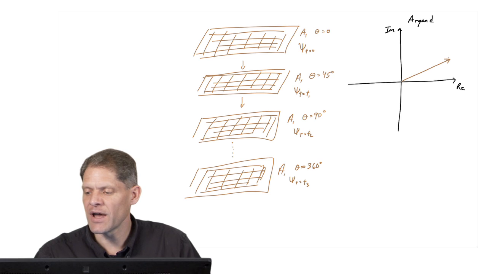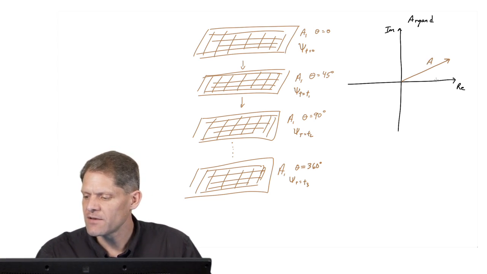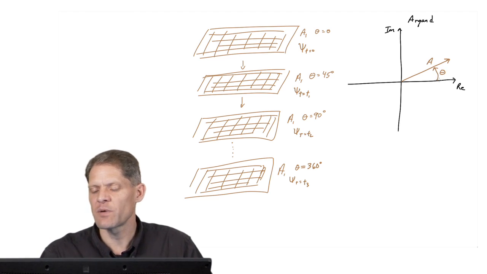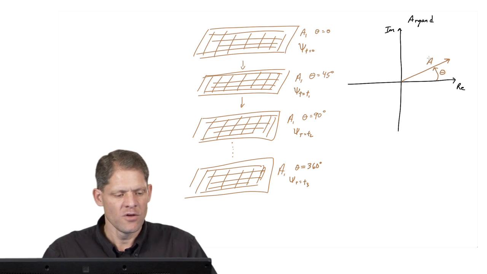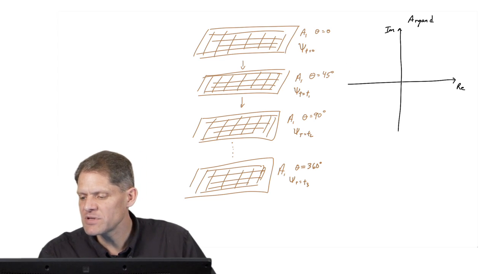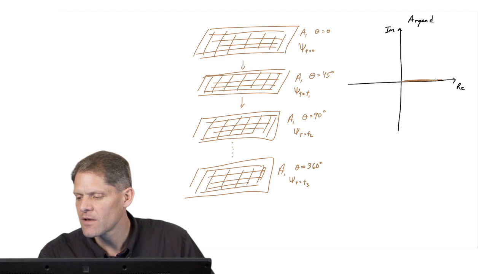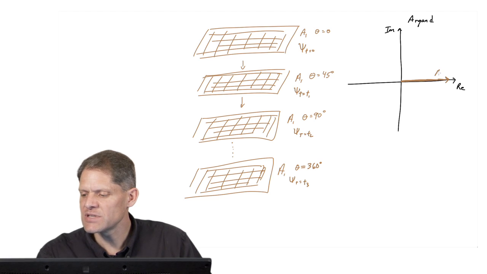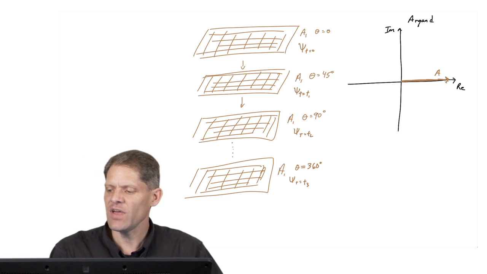And the length of the line represents the amplitude of the vector, and the angle away from this real axis represents its phase. So for instance, this wave function psi at time equals 0, I could represent it as this vector here, if that represents its amplitude A, and its phase here is 0, and that's why I've drawn it coincident with this real axis.